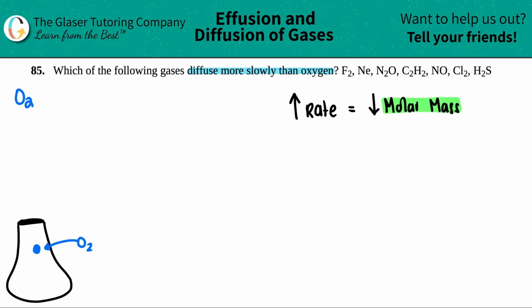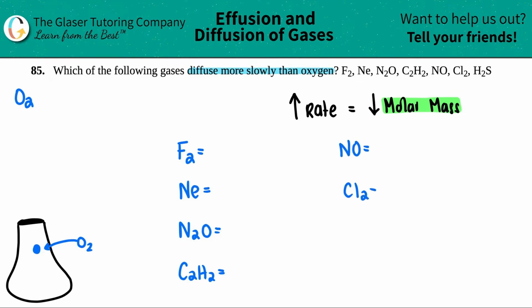So let's just list them out. We need to know the molar mass of O2, and then we need to know all the molar masses of these guys. So we have F2. We got Ne. We got N2O. We got C2H2. We got NO, Cl2, and we got H2S. Okay. And here's the one we want to compare.